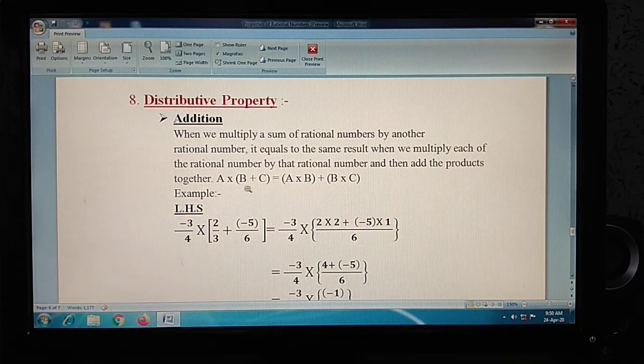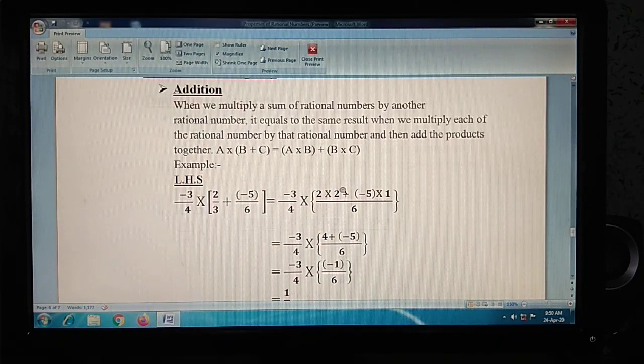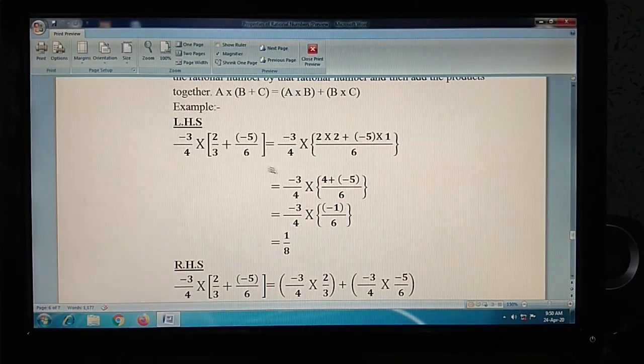Whatever result we get on the left hand side, it will be the same on the right hand side also, when we multiply each of the rational numbers B and C with that rational number A, that is A into B plus A into C, and then add the products of those two resultant rational numbers. So then we will get an equal value. For proving this, let us first take some example.